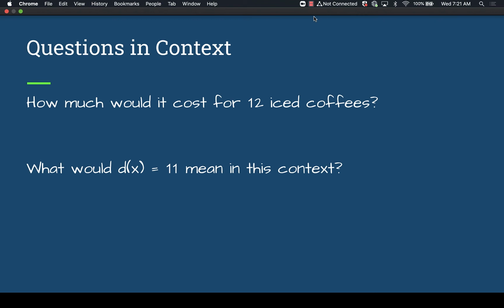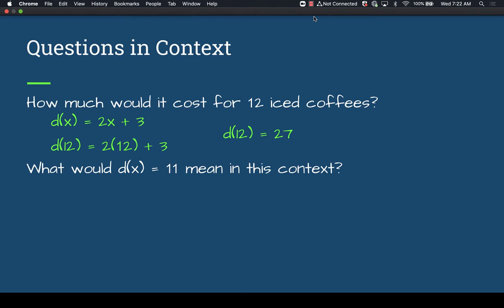So first, if I want to know for 12 iced coffees, the coffees were my input. So I just need to take my function and plug in 12. So d of 12, I replace the x with 12. 2 times 12 is 24, plus 3 is 27. So if you bought 12 coffees, it would cost $27.